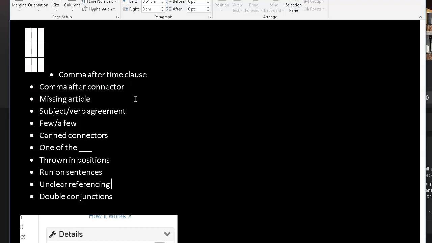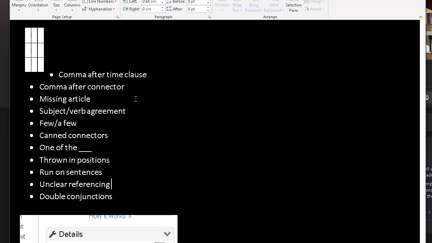One of the blank. Thrown in positions. Now, this writer does a good job of presenting a position and expressing it and supporting it in most cases. However, there are these sneaky little throw-ins, like a word here and there. Like, oh, this does X, or this is why this is an advantage, and goes through X and explains it, and then says, oh, but Z also is a disadvantage, and then there's nothing.